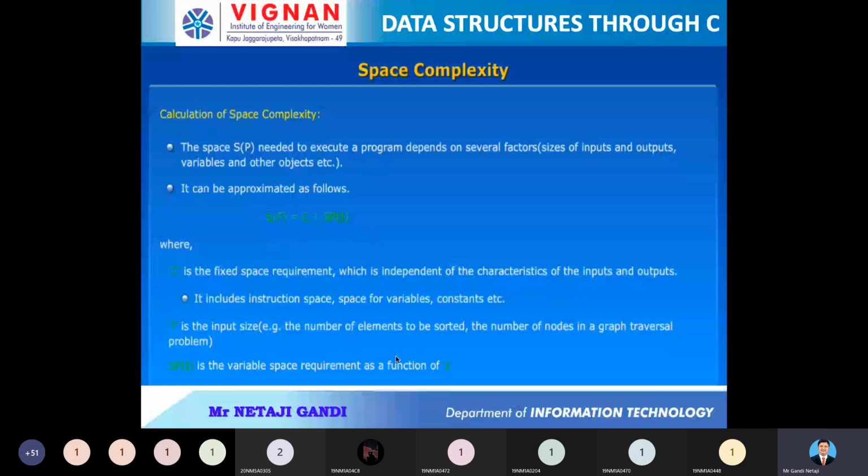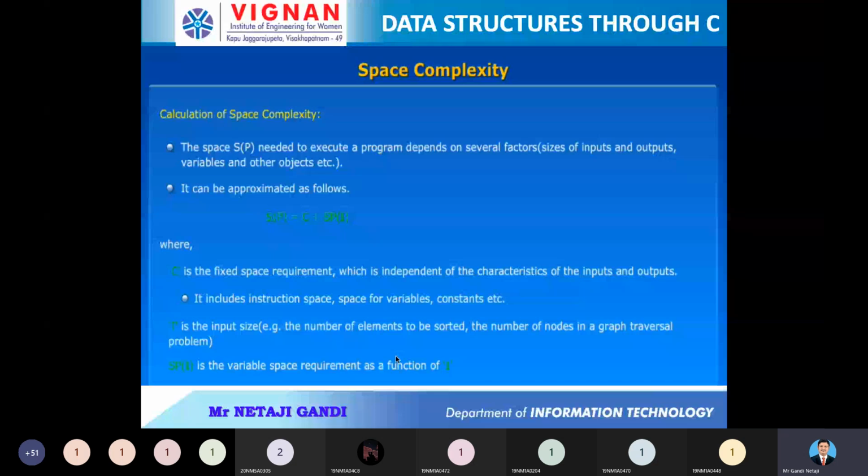So how much memory? What is the input capacity? Suppose addition of two numbers. What is the input size? 2. So 2 is the input. How many instructions can execute? How much memory is required for them? Two values can be stored in memory. That is called S(P).